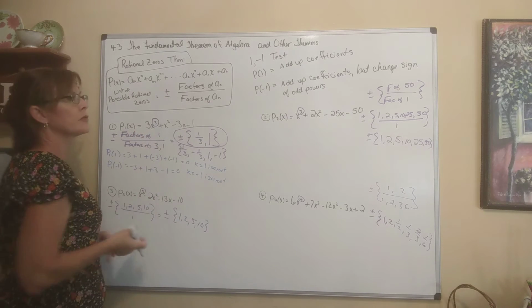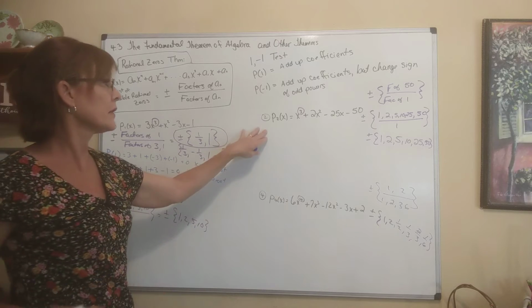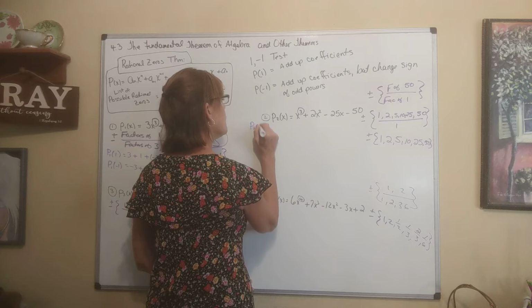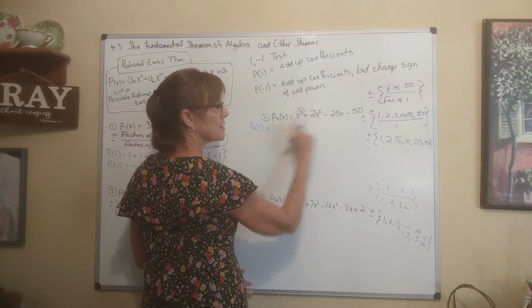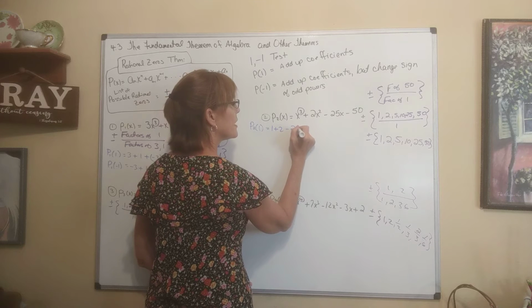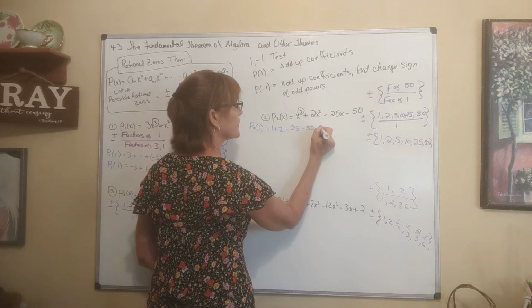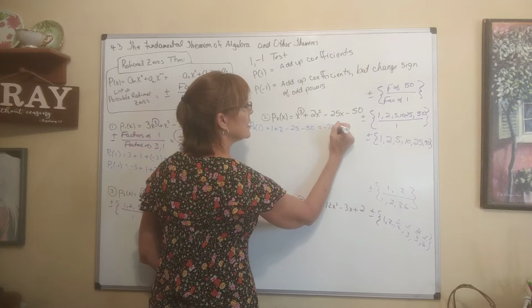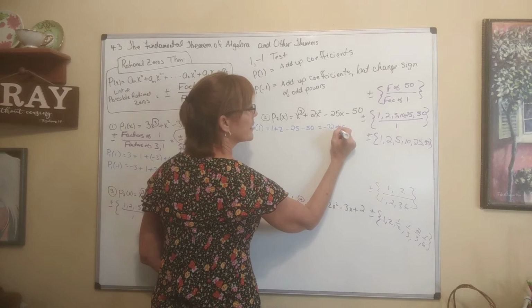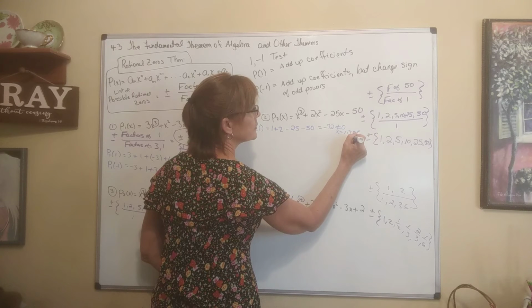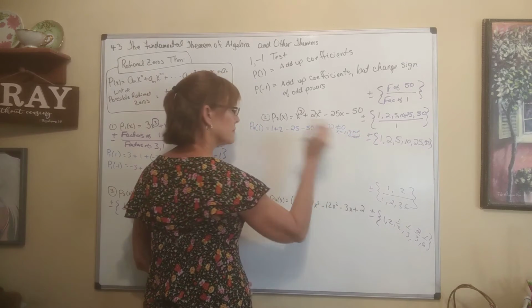Okay, so let's go through and do the positive, -1 test for all of these and see what we can figure out. P2 of 1 goes like this. All right, just add up the coefficients. 1 plus 2 minus 25 minus 50. That's -75 plus 3. This is -72. This does not equal 0. So what I know is that x equals 1 is not a root.